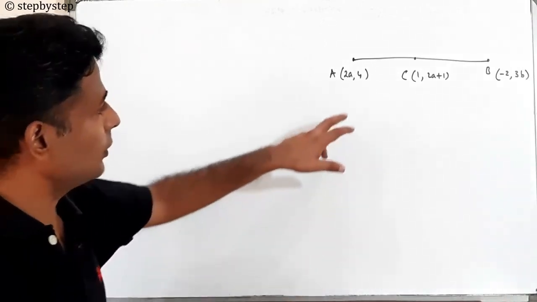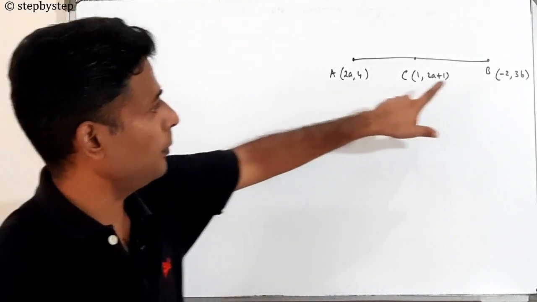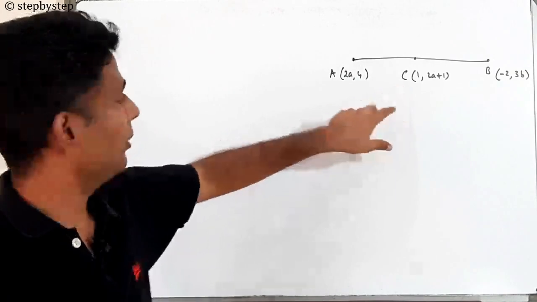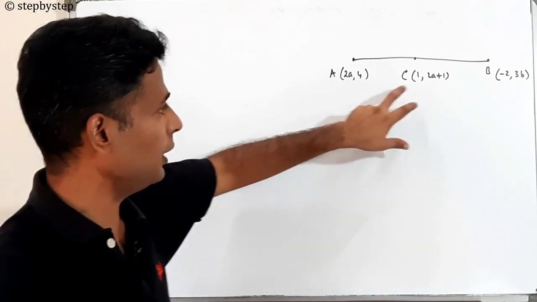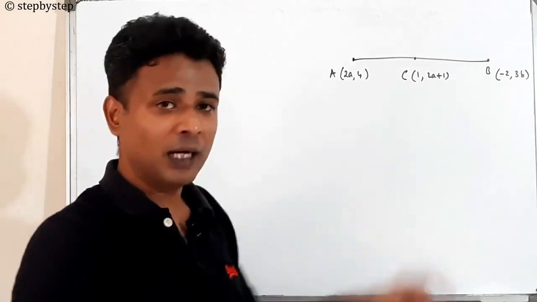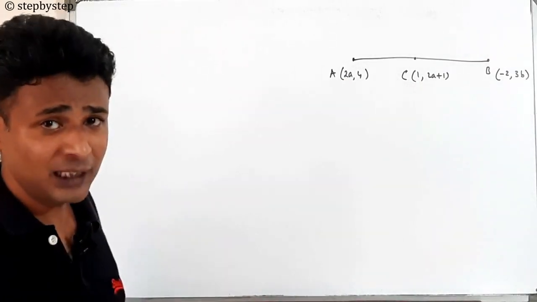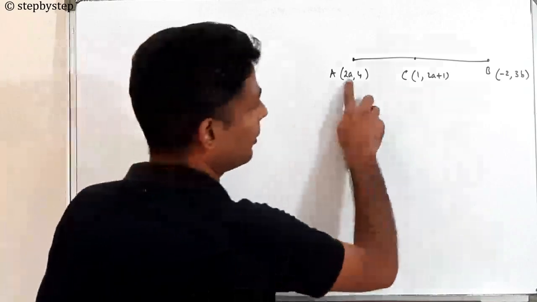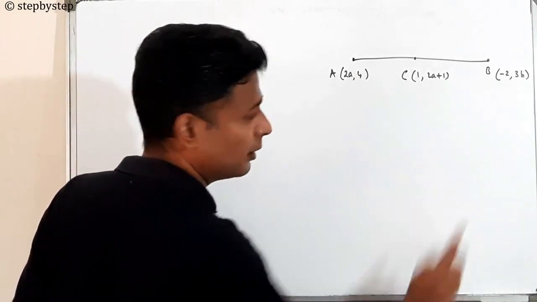Alright guys, the next question in the test was: A and B are 2 points and the midpoint is C. They have given the coordinates of A as (2a, 4), C as (1, 2a plus 1) and B as (minus 2, 3b). Always do the drawing, it will be much easier. Now we just have to find the values of a and b.